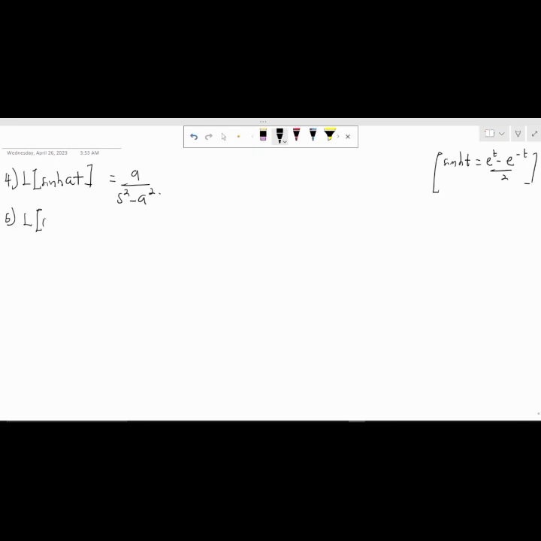Let's find the Laplace transform of cos at. Well, for cos, we also need to express cos in terms of exponential functions. Remember that cos at is equal to e raised to the power iat plus e raised to the power minus iat, all over 2. So it means what we have here is 1 over 2 Laplace transform of e raised to the power iat plus e raised to the power minus iat, or i a t, whichever way. So from here, let me erase this.